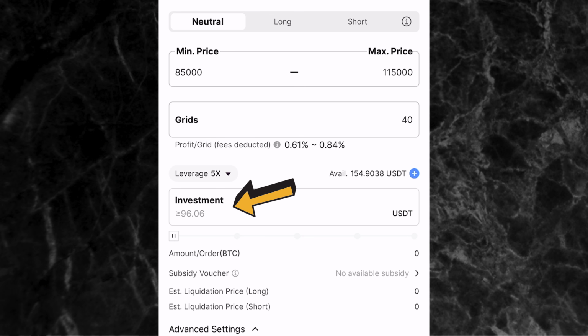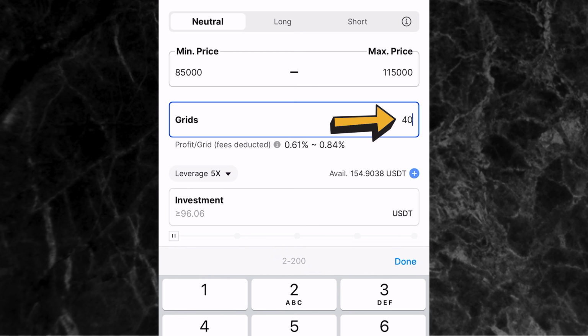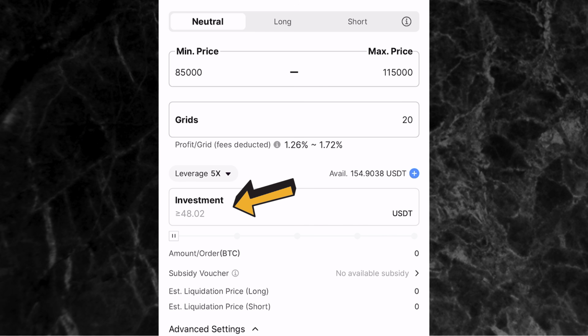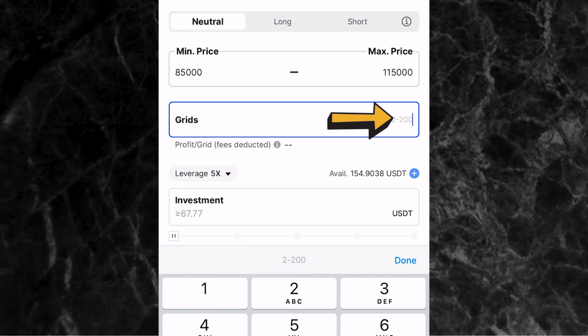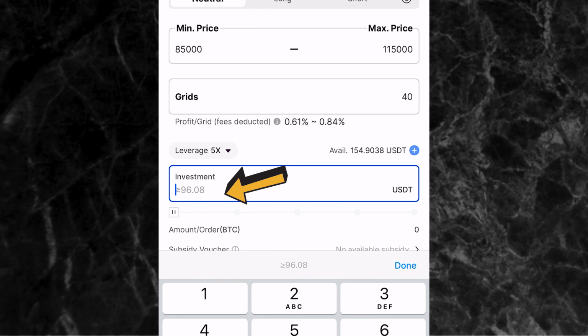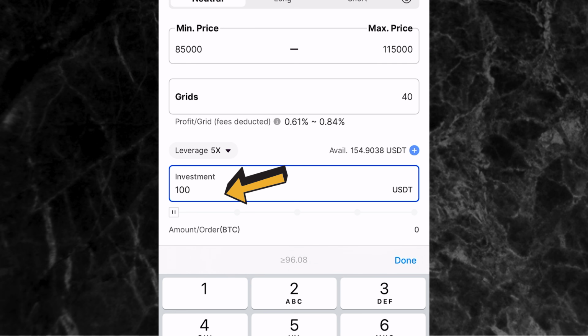So you can see my minimum investment is $96. Now, this is because of the grid. If you are using a lesser number of grid, the investment or the minimum investment will be lower. So this is 96 because I'm using 40 grids. So if you are using like 20, let me change it to 20. If I change this number of grids to 20, you see that the minimum investment has changed to $48. So if you have $50, you can go with that. But for me, I want to use 40, so I'll just put in 40. And my minimum investment, I'll put $100 right there.